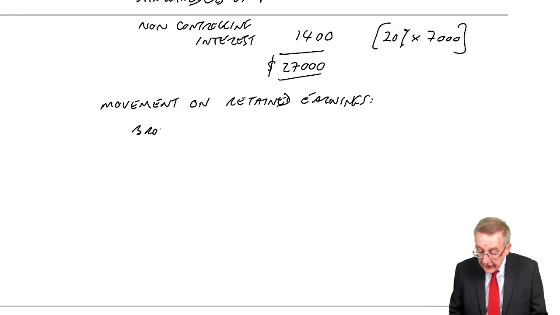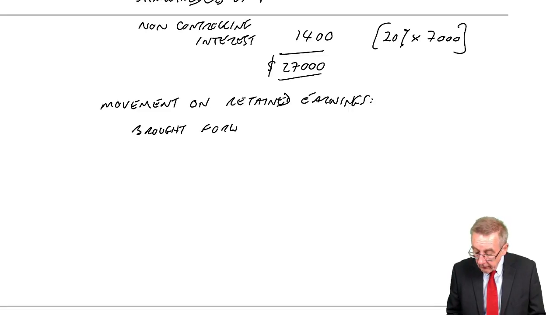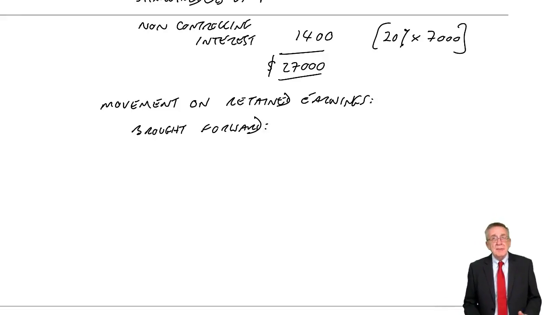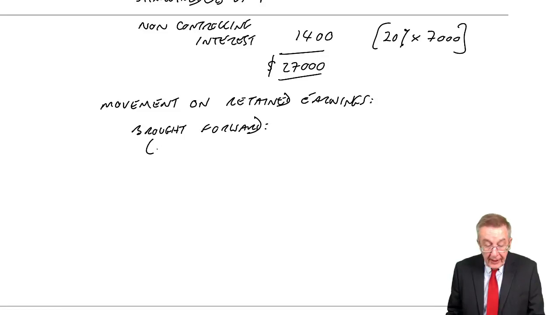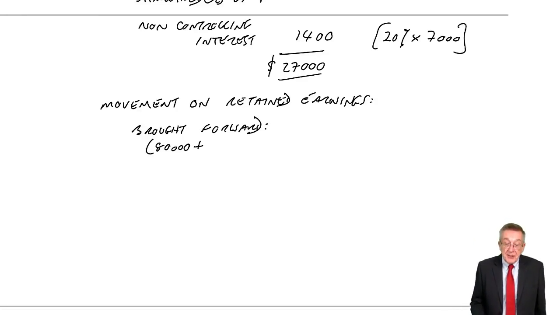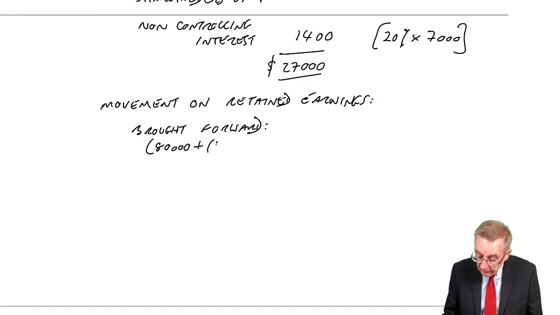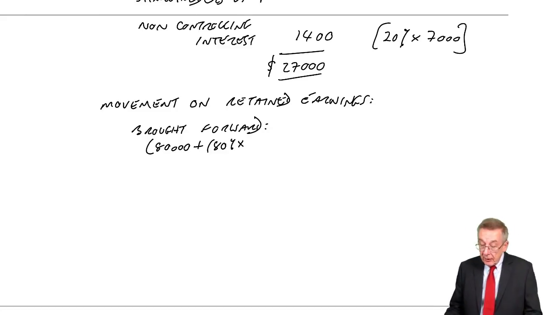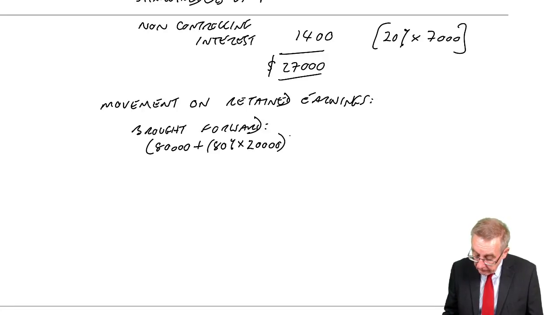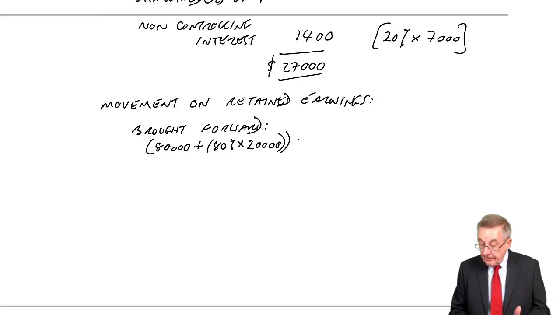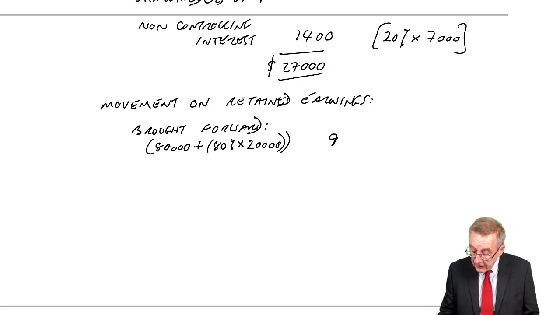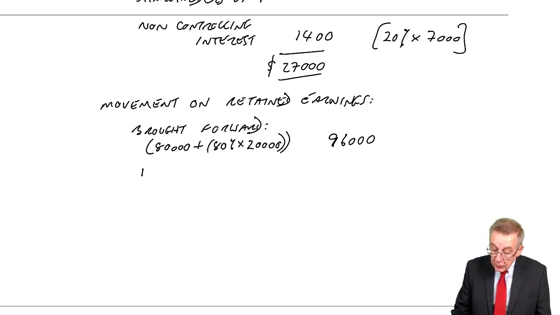And so the brought forward figure, how would we have shown it in last year's statement of financial position? We'd have taken all of P's, 80,000, plus P's share of post-acquisition earnings in S. Well, this company, P acquired the shares on the incorporation of S, so all the retained earnings are post-acquisition. And so, P's share of S's post-acquisition profits, 80% of 20,000, is what? 16. So all of P's 80 plus 16 from S, 96,000. Add on the group's profit for the year.